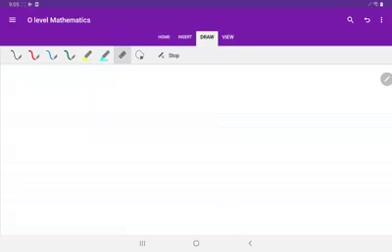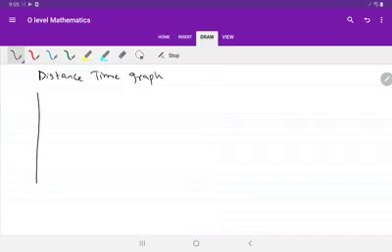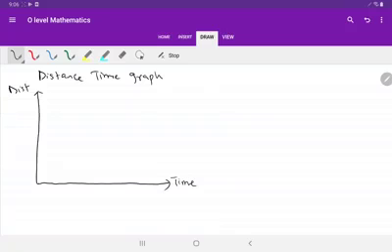Assalamu alaikum. We will further continue with kinematics. So the next thing in kinematics is the distance time graph. The vertical axis acts as distance. The horizontal axis acts as time.